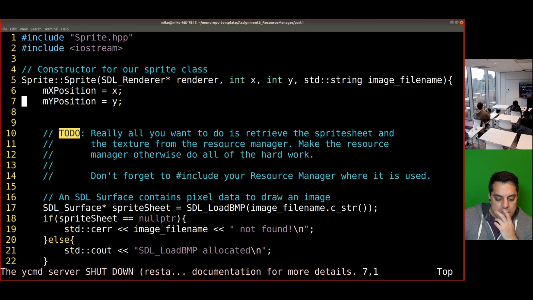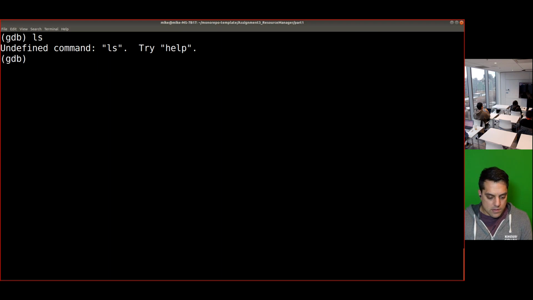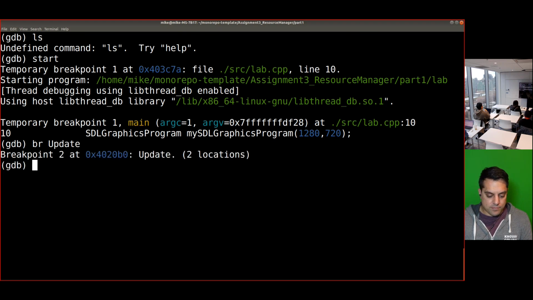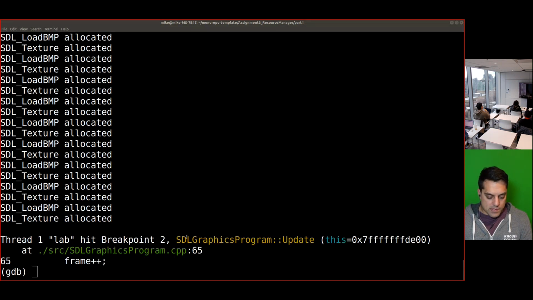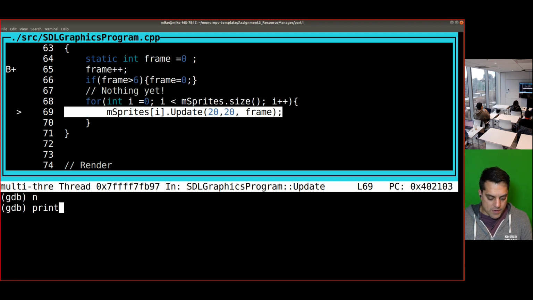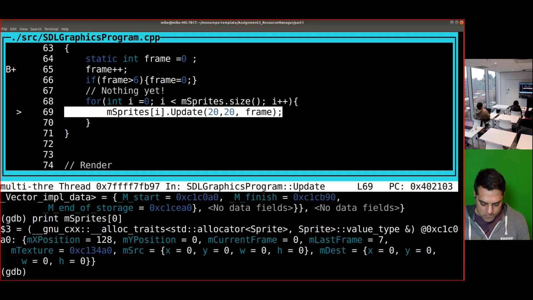Oh, I see. Okay, so let's do this again in GDB and see. Start. Okay, let's see, where am I? Okay, so if I just print out msprites, print msprites 0. Let me actually see here.